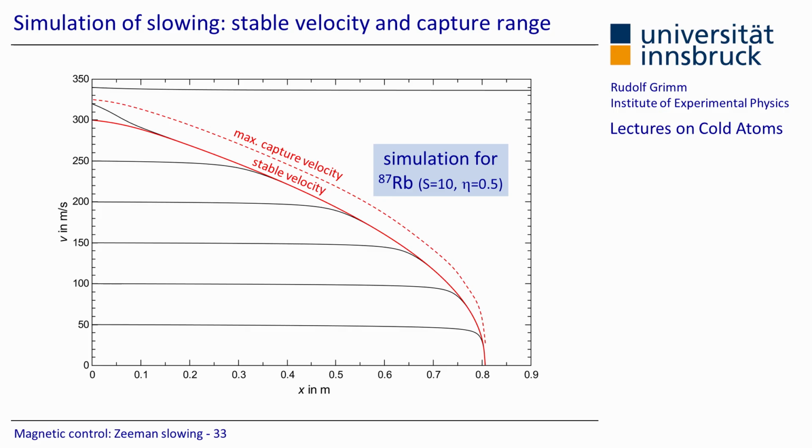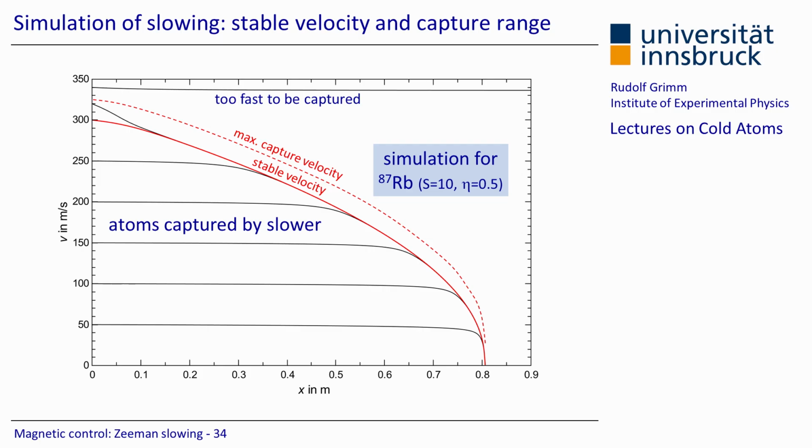If we are slightly above this initial velocity of 200 meters per second, so in this example 320 meters per second, then you see they are just captured. They have a velocity which is higher than the capture velocity, but it's still stable. So they are decelerated a little bit more, and then reach after a while, after a little bit more than 10 centimeters, the stable velocity and are decelerated as the other ones.